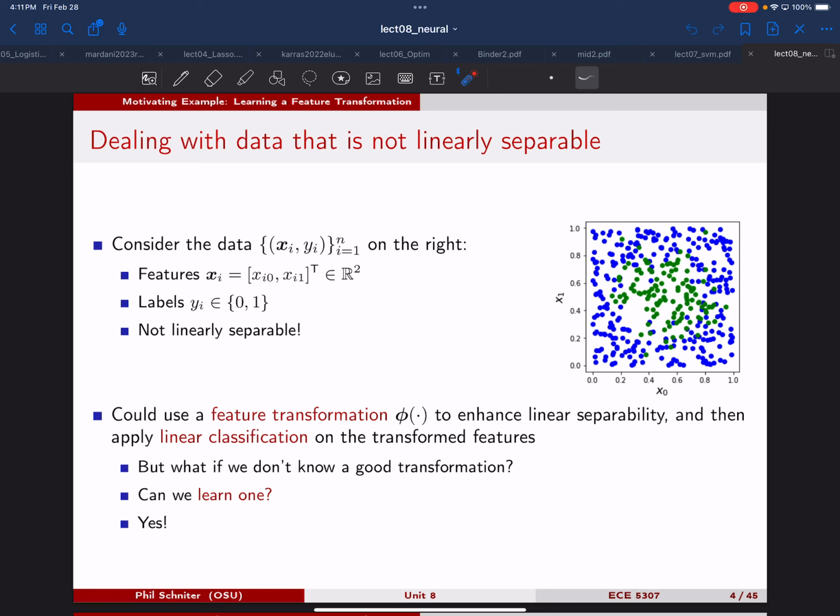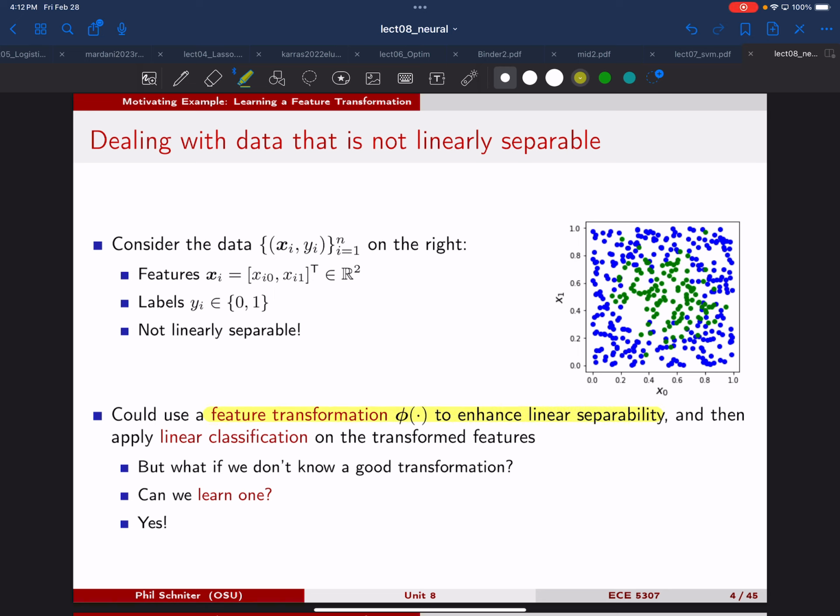But there are several issues with that, and one of them is that we never quite know if the kernel that we're using is really well suited to our data set or not. We're just forced to use one of these existing kernels, and it may not be optimal. We might not know how to choose the kernel either. So coming back, kernels are related to feature transformations. We called them phi, and we talked about how feature transformations can be used to enhance linear separability.